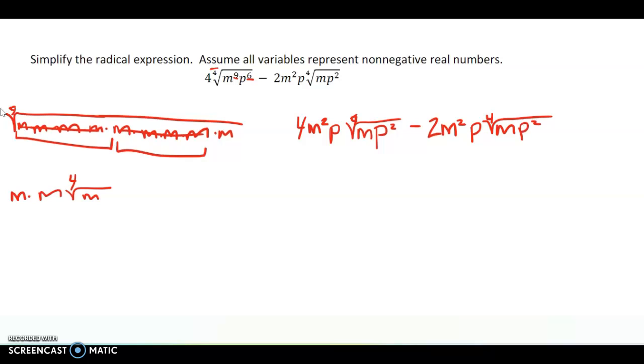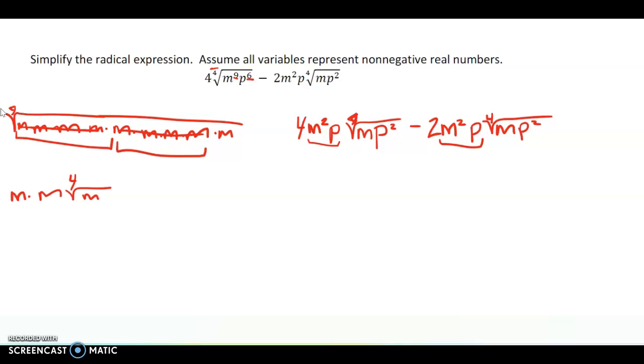Now, for terms to be like terms, there are a few qualifications they need to meet. First, they need to have the same index, which they do here. Second, they need to have the same numbers or variables under the root. Well, they do here. They both have mp squared. Also, if there are variables multiplied in front, those have to be exactly the same. Notice we have m squared p and m squared p. So these would be considered like terms, because they meet all of those qualifications.